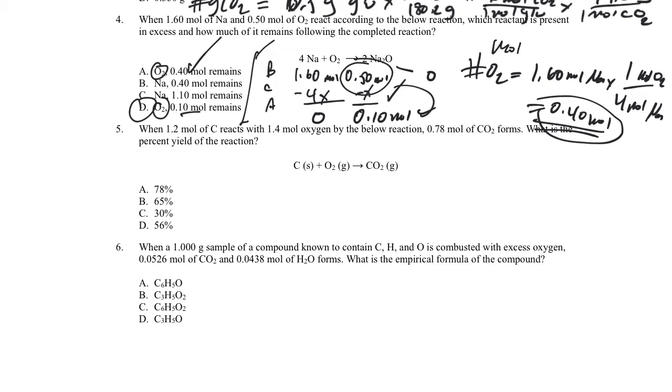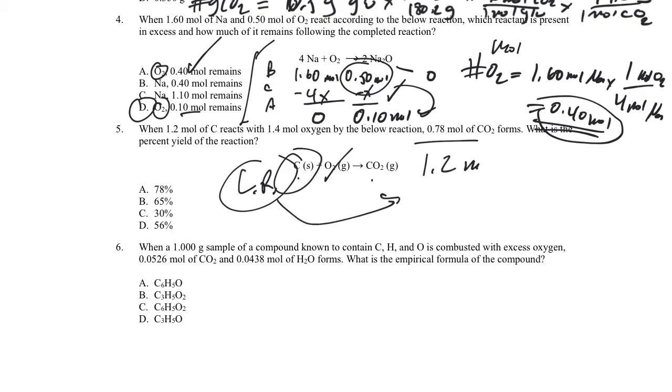So number 5, when 1.2 moles of carbon reacts with 1.4 moles of oxygen by the below reaction, 0.78 moles of CO2 forms. What is the percent yield of the reaction? Okay, now here this reaction is balanced 1 to 1 to 1. So oxygen is present in excess, so carbon is the limiting reactant. You usually have to identify the limiting reactant so I know which reactant to use to work out the theoretical yield. So the maximum yield of CO2 should be 1.2 moles.